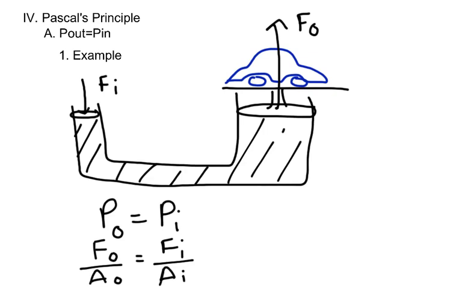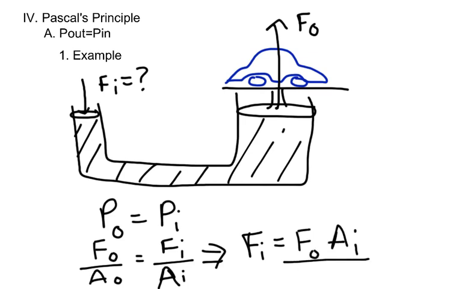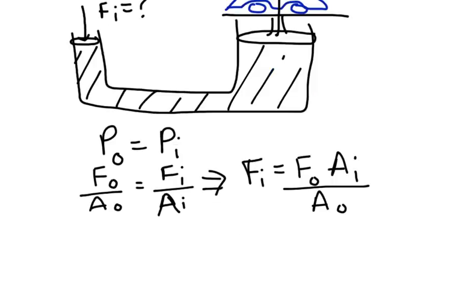And let's say we wanted to find out what is the force required in. Let's find out what that is so we can lift this car. So what we can do is rearrange this formula for the force in, and that's equal to the force out multiplied by the area in over the area out. Now these piston faces, going back up to the diagram, these are circular. So the area of these circles is pi r squared.